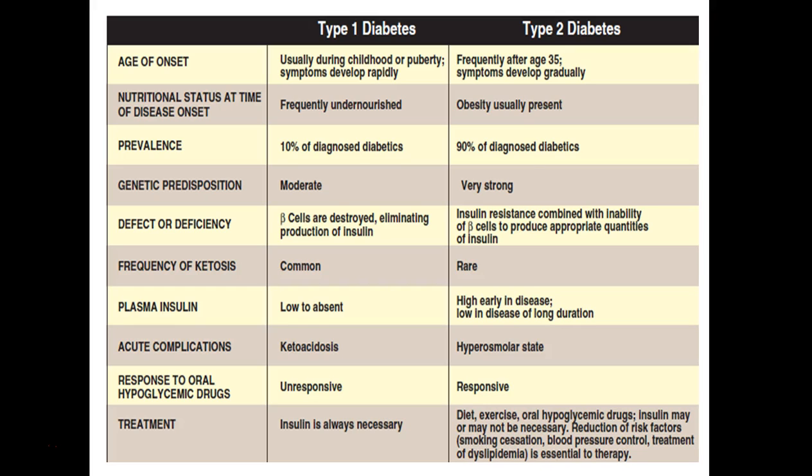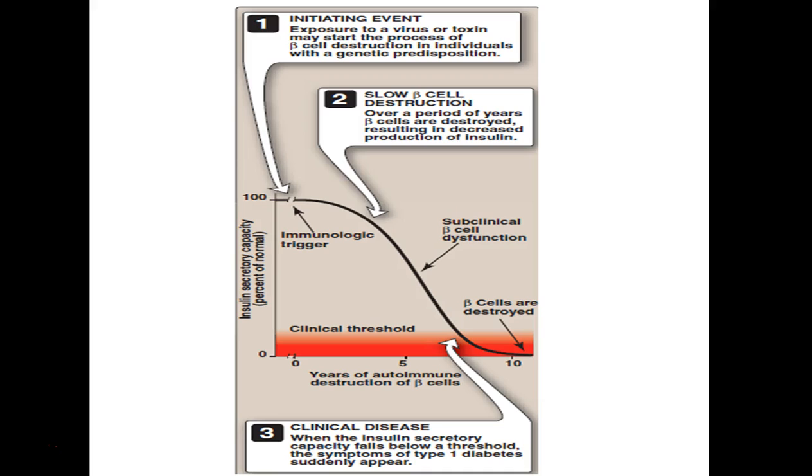This would have given an outset of what type 1 and type 2 are. So now we will go into the details. You can see this graph shows the years of autoimmune destruction of beta cells on the x-axis, and insulin secretory capacity on the y-axis. What is the initiating event here? There might be some beta cell destruction due to a virus or some genetic predisposition. Slowly beta cell destruction starts, resulting in decreased production of insulin.